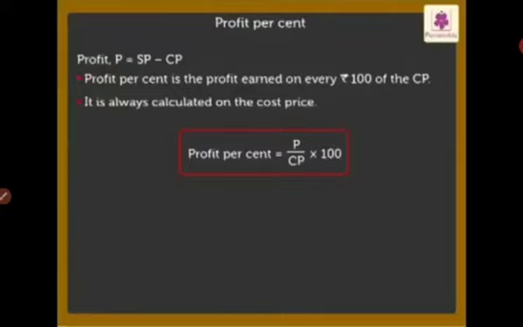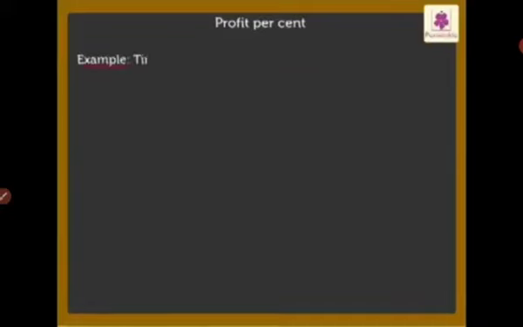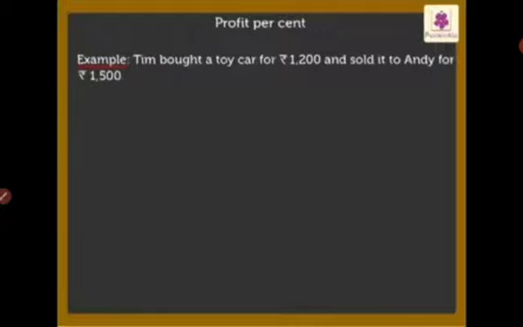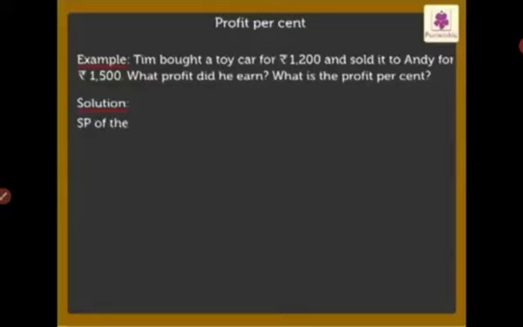Let's understand it in a better way by solving an example with Tim. Tim bought a toy car for 1200 rupees and sold it to Andy for 1500 rupees. What profit did he earn? What is the profit percent? Selling price of the toy car is equal to 1500 rupees. Cost price of the toy car is equal to 1200 rupees.